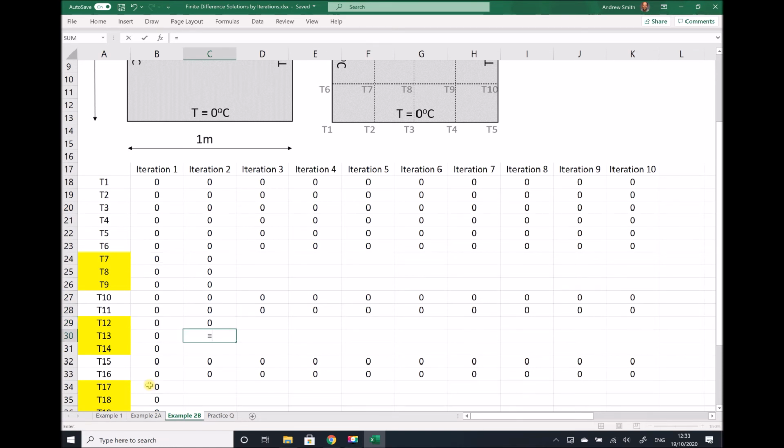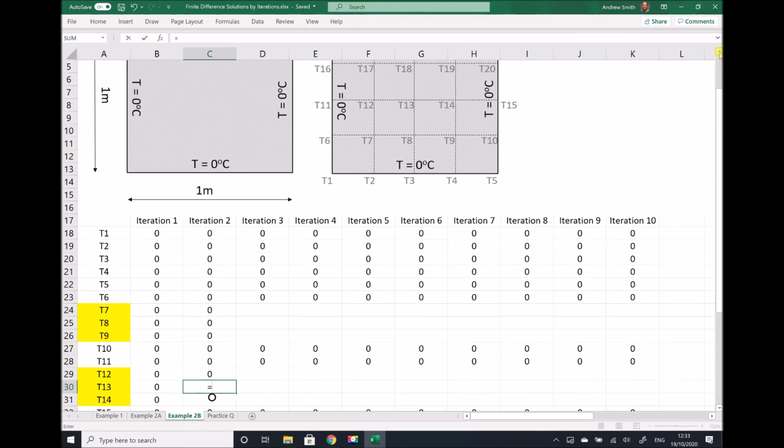Okay, for T13, neighbours T8. Now notice we've got no fixed boundaries on this one, so we're going to have to input a cell reference for each of our temperatures. We've got 0.25 times our 4 neighbouring cells here: T8, T12, T14, and T18.